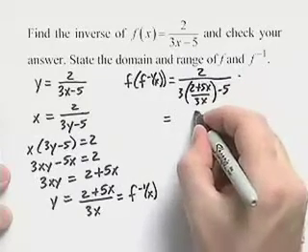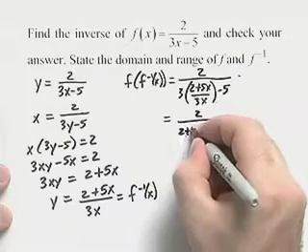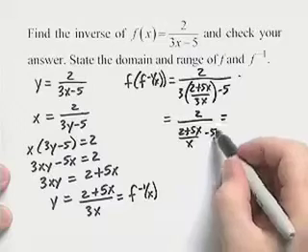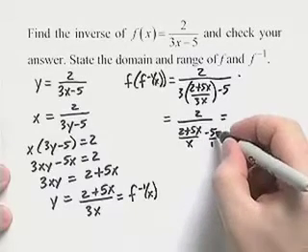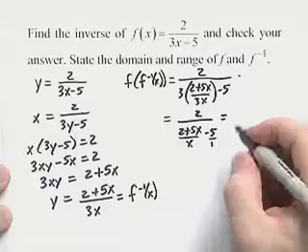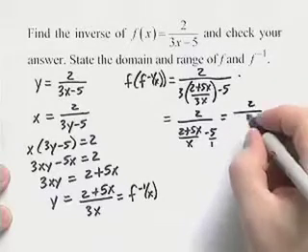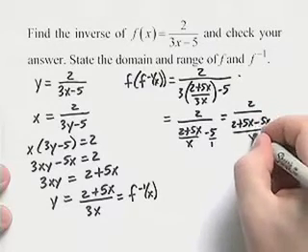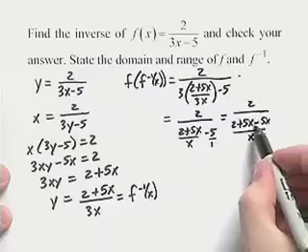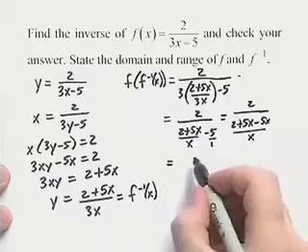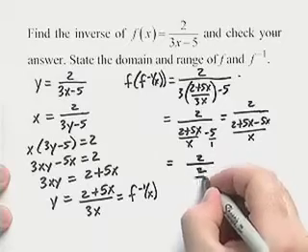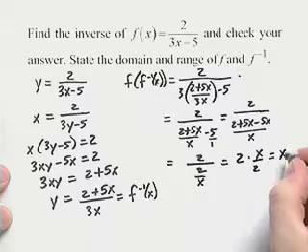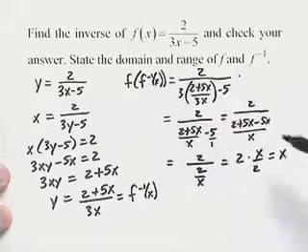Threes will cancel, so we'll have 2 divided by 2 plus 5x over x minus 5. If we get a common denominator, think of this as 5 over 1, we need to multiply the top and bottom here by x. So we'll have 2 divided by 2 plus 5x minus 5x over x. 5x's are going to cancel. That's going to leave us with 2 divided by 2 over x, which is 2 times x over 2, which is equal to x. So we've shown that f of f inverse is equal to x.